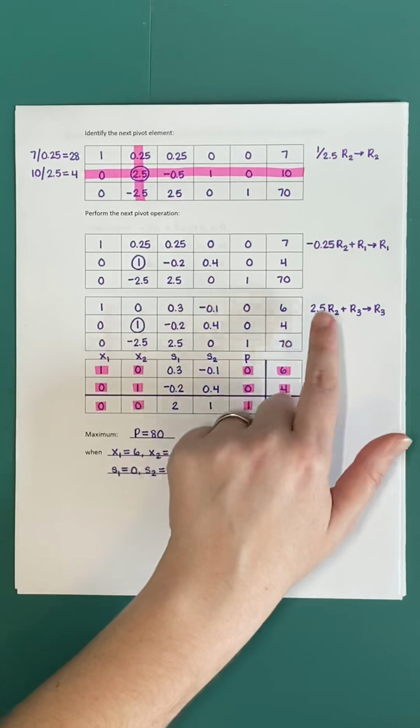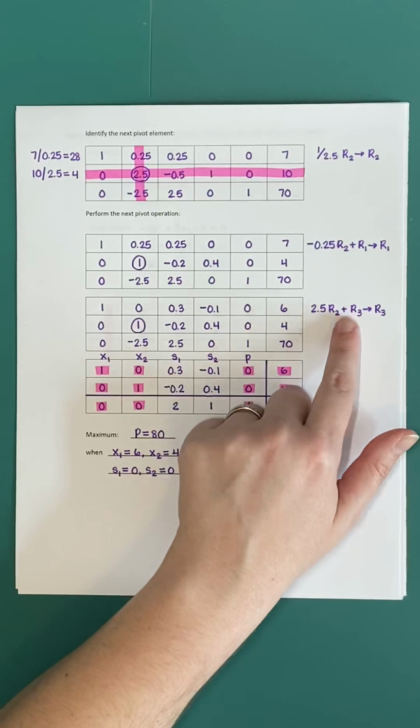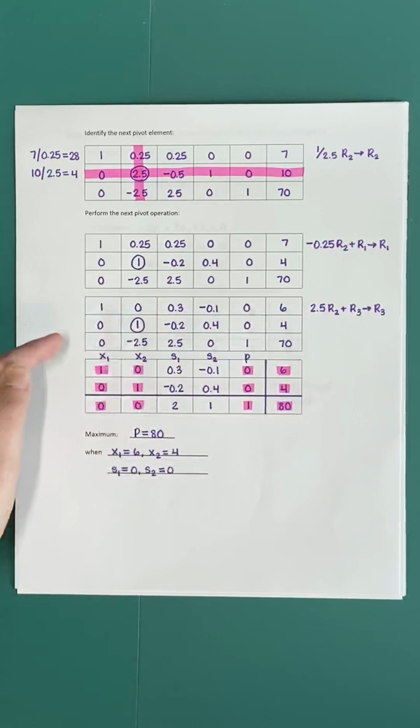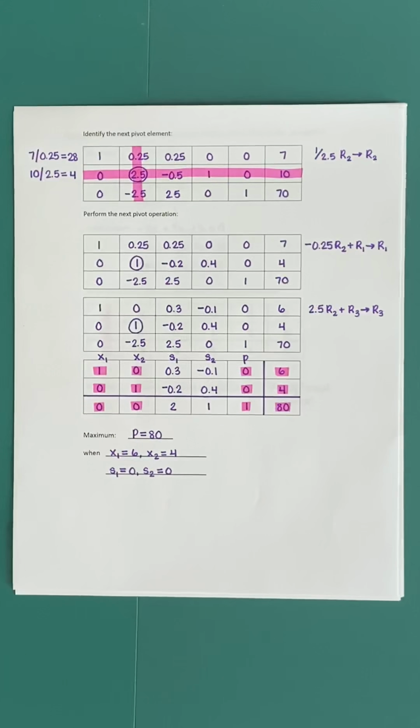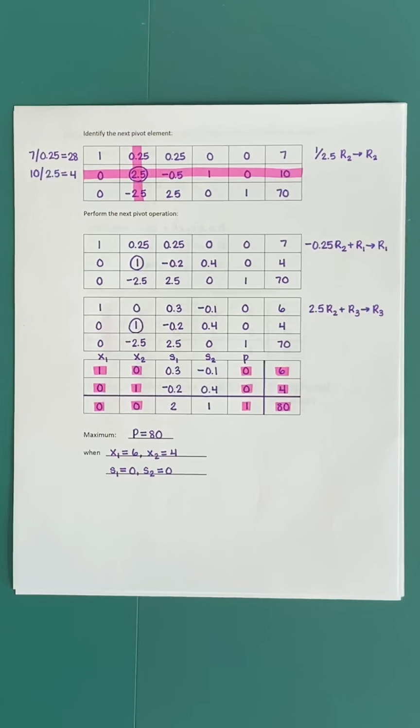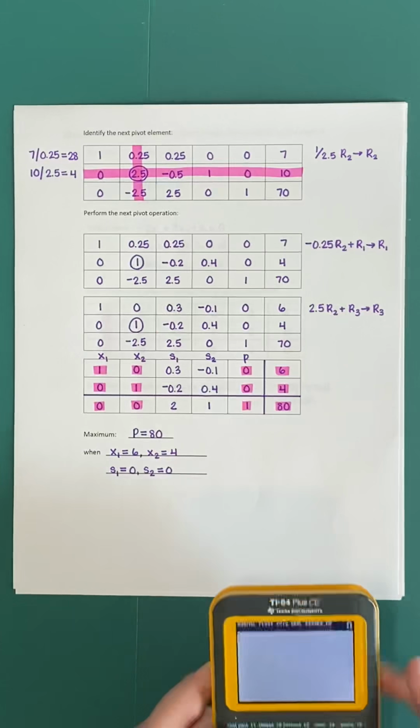So I'm going to take row 2, multiply it by 2.5, add that to row 3, and then take that result and replace row 3. Now what's not going to change here? Row 1 is not going to change and row 2 is not going to change. We're using row 2 artificially, but the actual values for row 2 from one step to another are not going to change in this case.